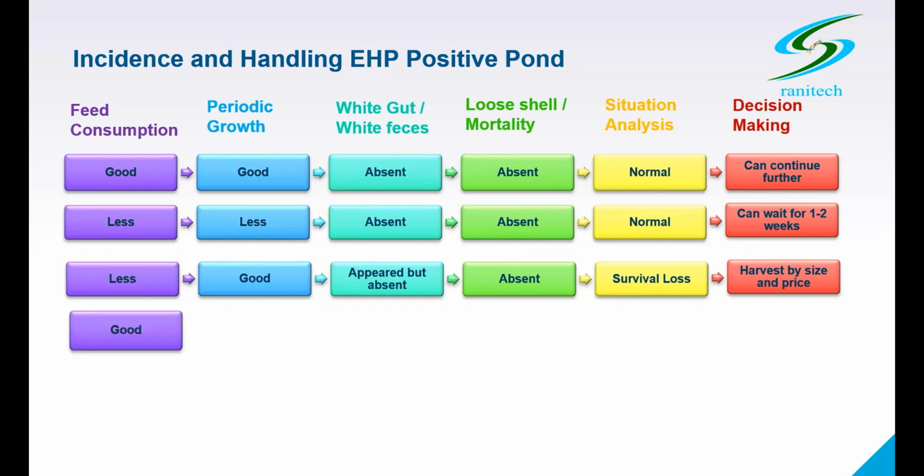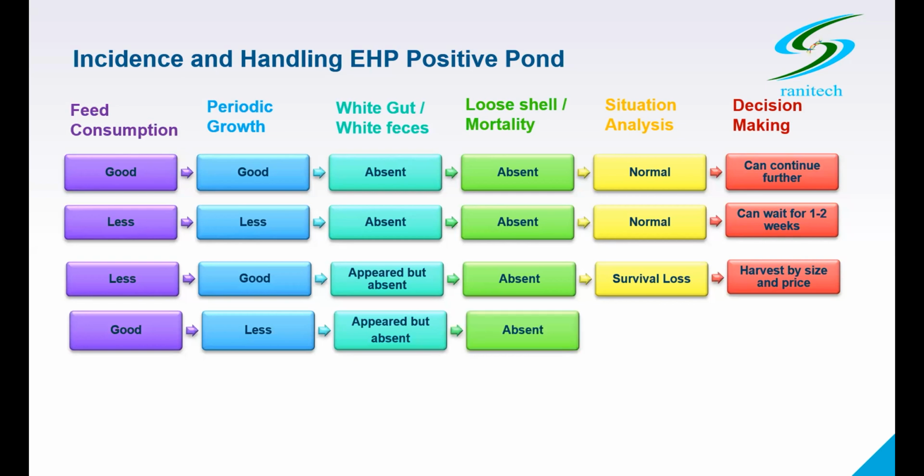And there is a fourth case in which feed consumption is good, but weekly growth is very, very less. Same case, you had white spot earlier, but right now it is not there, and you don't have any loose shell or mortality. So you have to consider that your FCR is going to be high because feed consumption is very high. The energy must be consumed by EHP or any other pathogens. So feed conversion is not being properly done, and it is not converted to growth. So what happens is your FCR may shoot up.